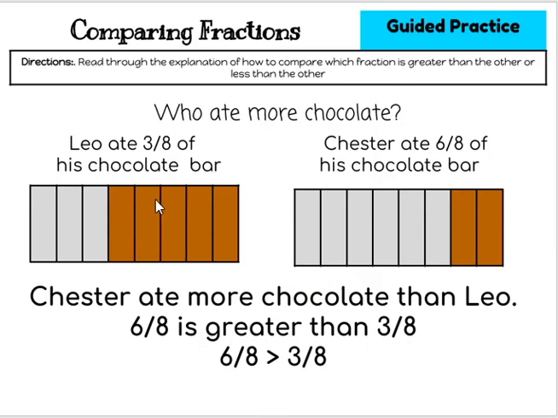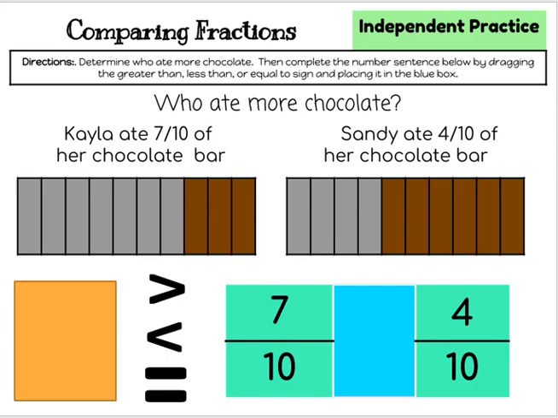So when we compare fractions, we look at who ate more chocolate. Leo ate 3/8 of a chocolate bar. Chester ate 6/8. If you look, Chester ate more of the chocolate bar than Leo. So 6/8 is greater than 3/8. Okay, you solved this one. Is 7/10 greater than, less than, or equal to 4/10? 7/10 is greater than 4/10.